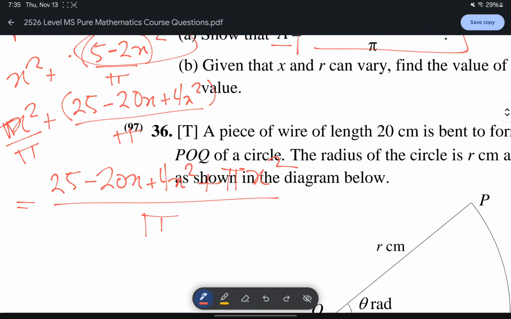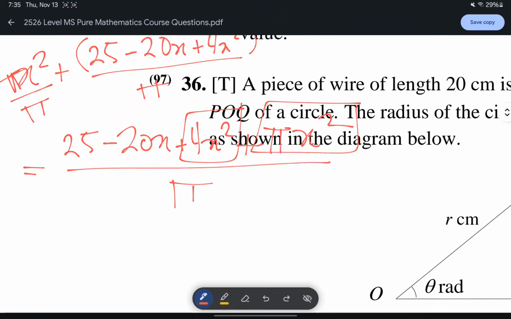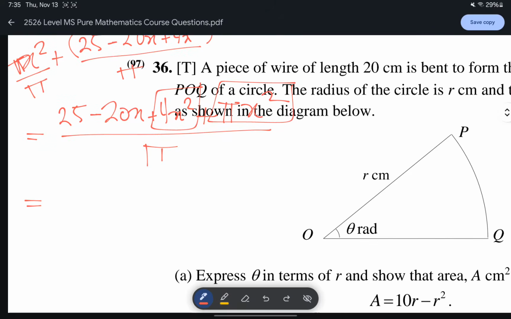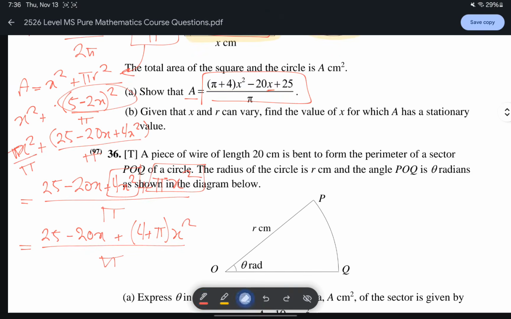Now we have two x squared terms and we need to add them up. Here we have 4x squared and here we have pi x squared, so it's 4 plus pi times x squared. I'll rewrite this: 25 minus 20x plus 4 plus pi x squared, all of this over pi, and this is the equation they gave. So it's correct and we proved it.